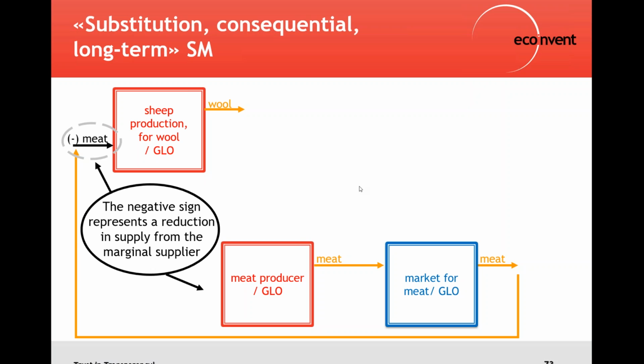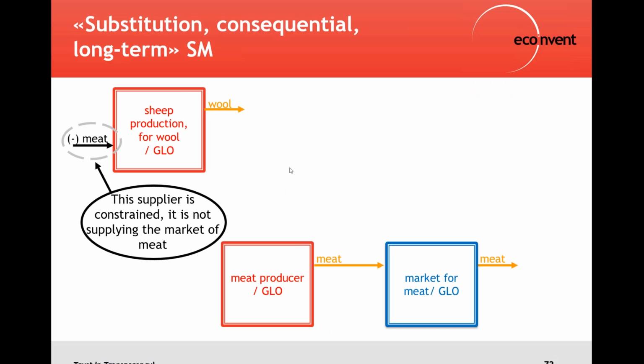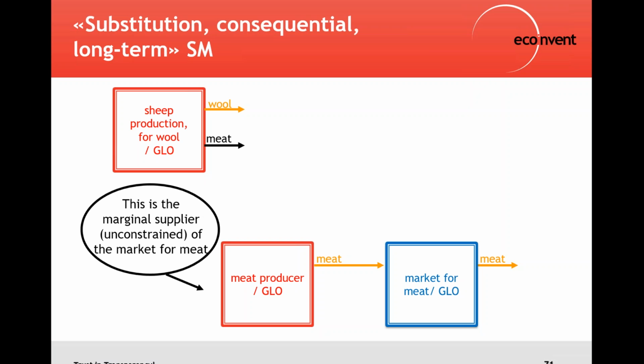Okay. Done. I will move a bit backwards because this is not so easy a topic, and we were interrupted in the middle with PowerPoint updating. So we were looking at this example of meat and wool producers. As we said, from those two activities, one produces meat as a reference product, the other meat as a co-product. Only this one is what we consider the marginal supplier, the unconstrained supplier that can supply the market for meat in the consequential system model.